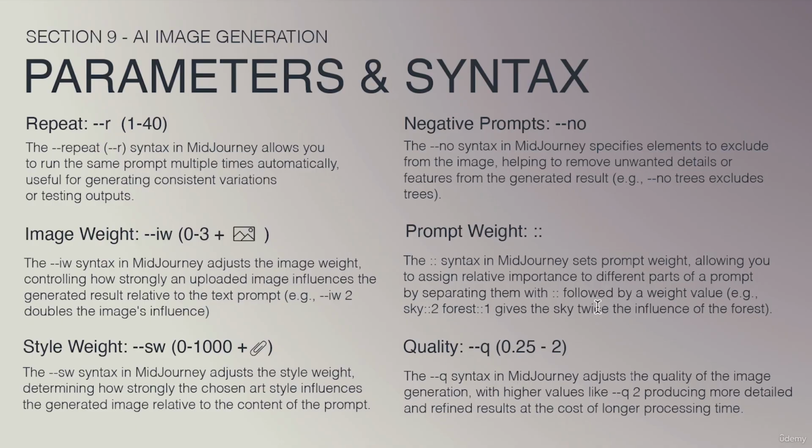Very, very handy. Now, quality, we don't need to use it too much because we can upscale, but you can set quality from 0.5 to 2, and it does adjust the quality of the image generation, higher values producing more detailed and refined results. But it will take a little bit more time to process, and depending on the package that you have, like we've discussed. So I think these 6 are the parameters and syntaxes that you'll still use, but you might not be using any of them. You probably will be using these 3 over on this side especially.